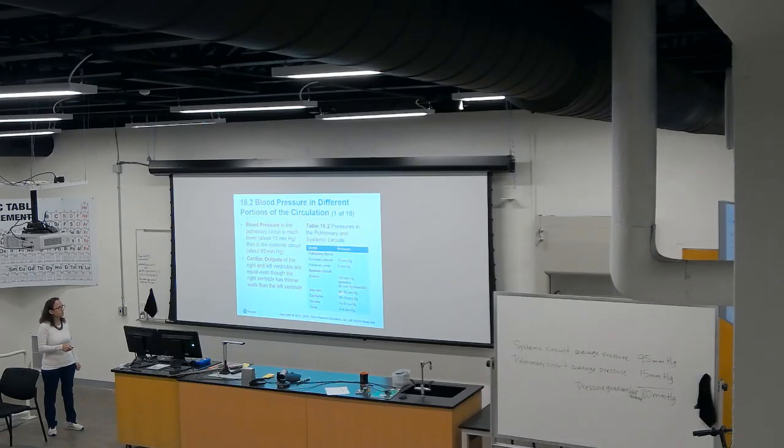And then arterioles, they have between 80 to 35. The farther away from the heart, the lower the pressure that it will become. And look at the veins, between 5 to 0.